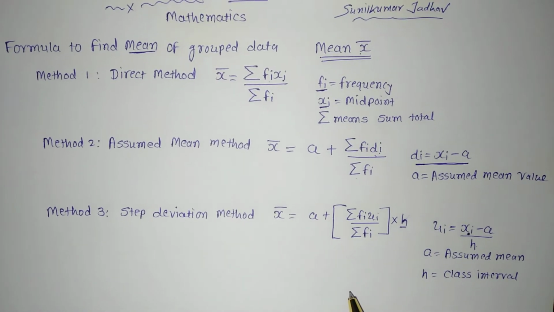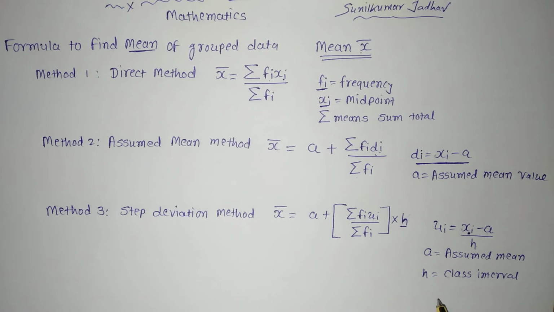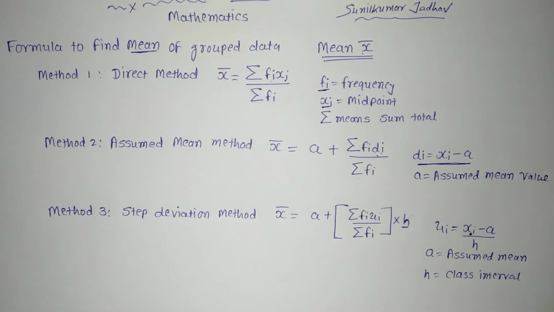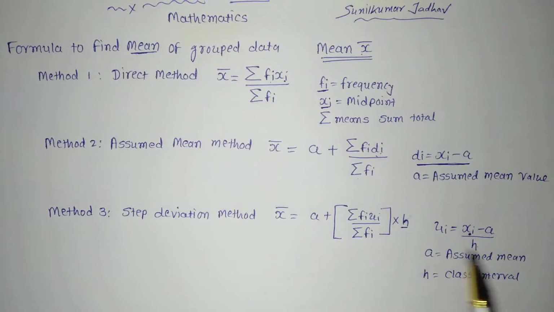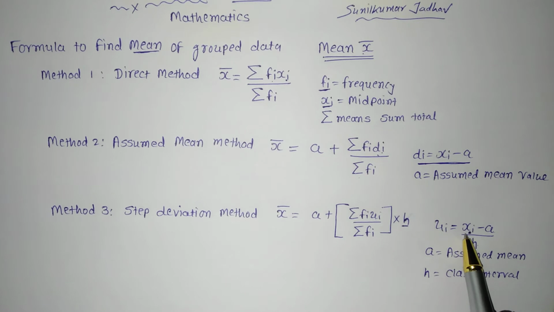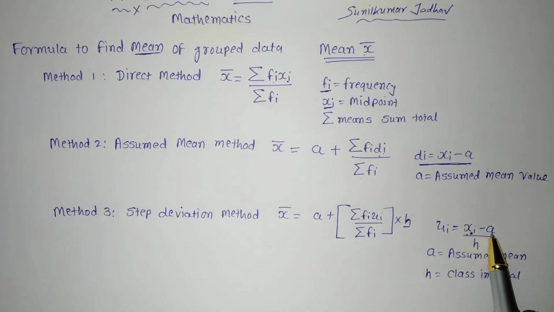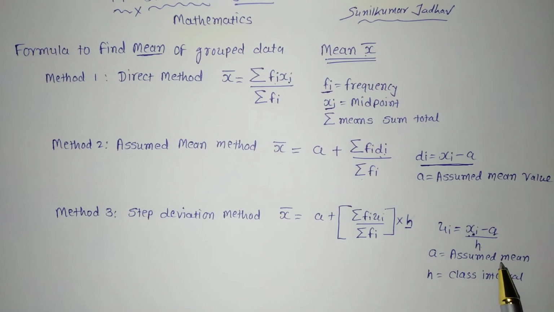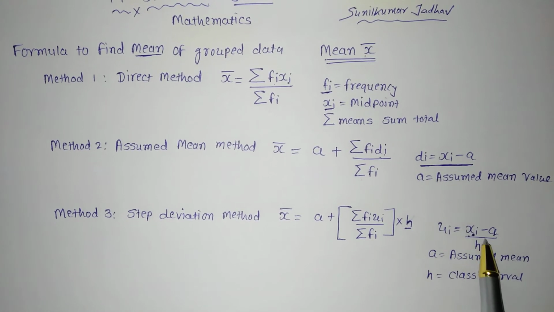Suppose the class begins from, let me say, 1 to 3, then the class length will be 2. So that is how we should write it, class length, that is considered as h. So what we have to do? From xi, we have to subtract the assumed mean value, divided by the class length. That is what we get as the ui.